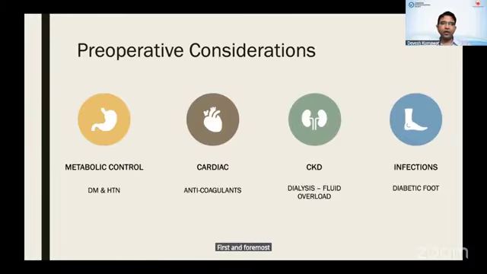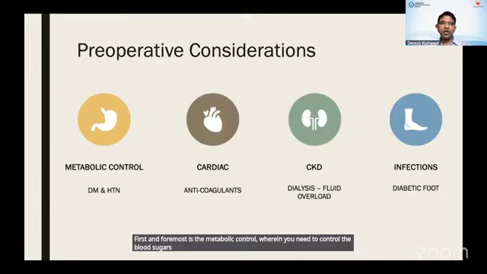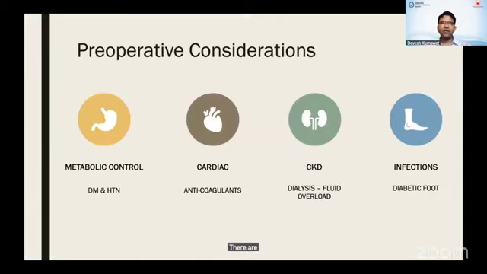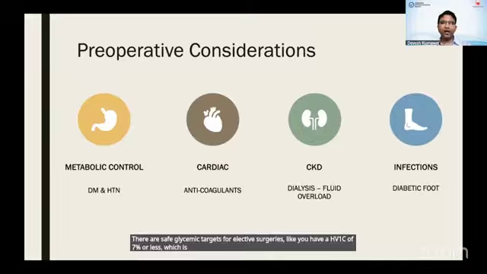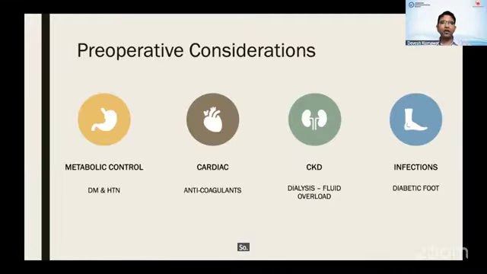First and foremost is the metabolic control, wherein you need to control the blood sugars and blood pressures. There are safe glycemic targets for elective surgeries, like an HbA1c of 7% or less, which is required for elective surgeries. But if we consider diabetic tractional retinal detachments involving or threatening the macula, then that HbA1c target may not apply. So a recent good enough control might be good enough.